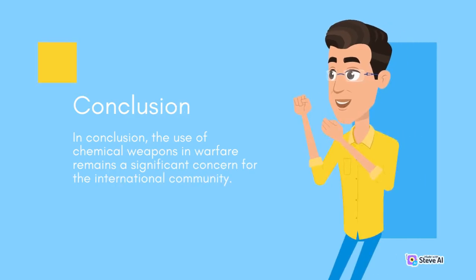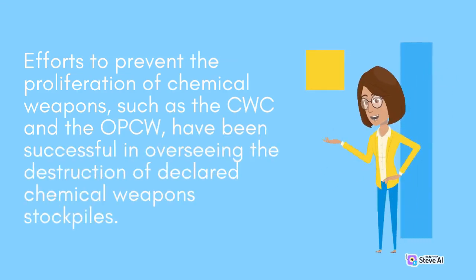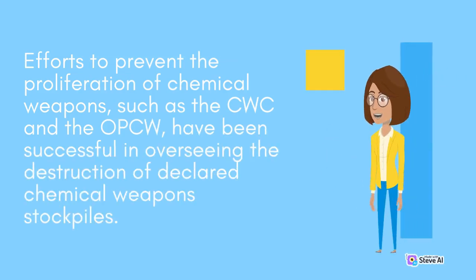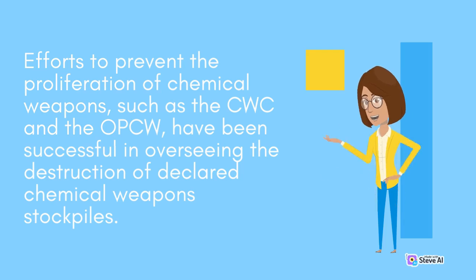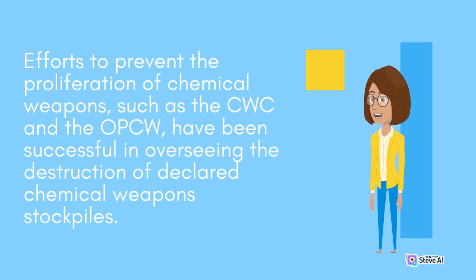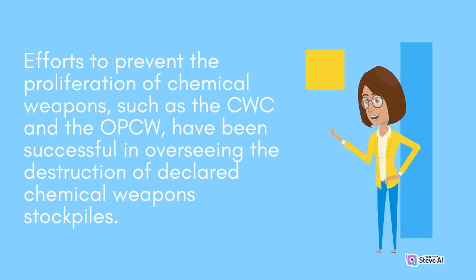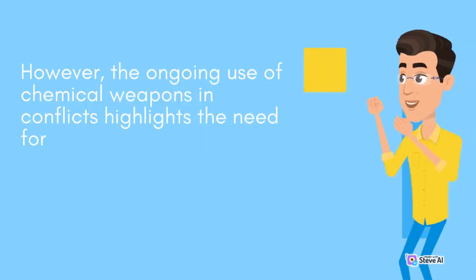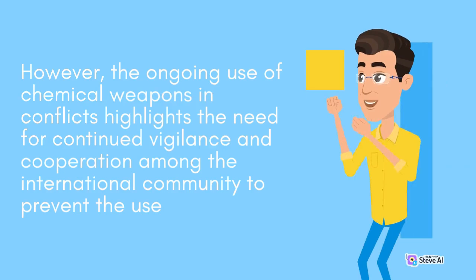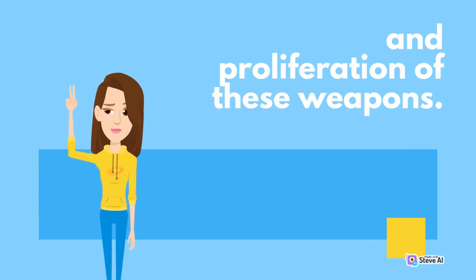Conclusion. In conclusion, the use of chemical weapons in warfare remains a significant concern for the international community. Efforts to prevent the proliferation of chemical weapons, such as the CWC and the OPCW, have been successful in overseeing the destruction of declared chemical weapons stockpiles. However, the ongoing use of chemical weapons in conflicts highlights the need for continued vigilance and cooperation among the international community to prevent the use and proliferation of these weapons.